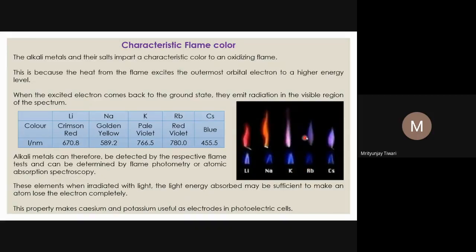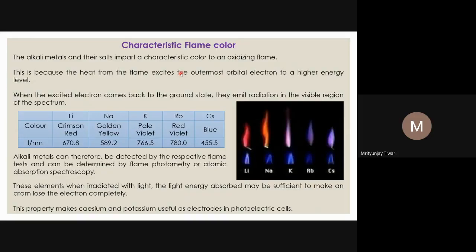And rubidium above the flame, you see this color. Cesium, you see this color. So you see different colors. There is a color difference, and this is what we call the characteristic flame color for the different alkali metals. The alkali metals and their salts impart a characteristic color to an oxidizing flame. An oxidizing flame is when you heat it in the presence of oxygen in the open air.